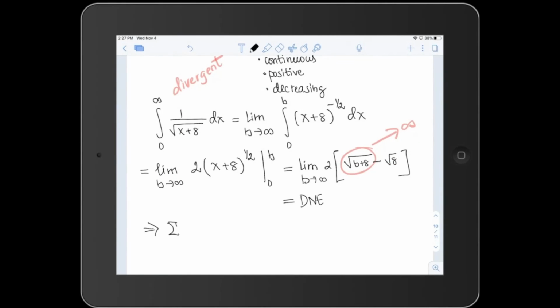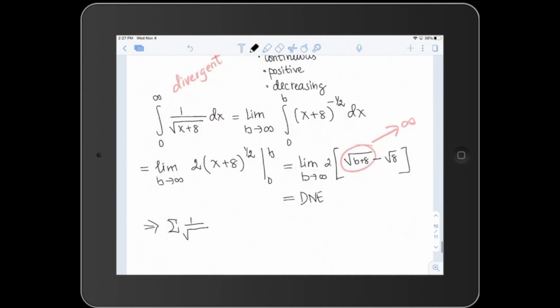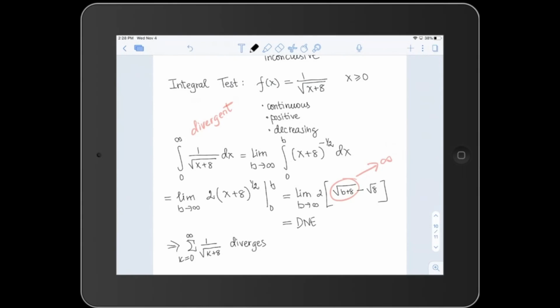The summation of 1 over, and what did I use, k? Yes, I used k. Square root of k plus 8, where k starts at 0 and goes to infinity. This series also diverges. So here's your example where we compute our improper integral to get infinity. The conclusion is, yeah, this is also divergent.